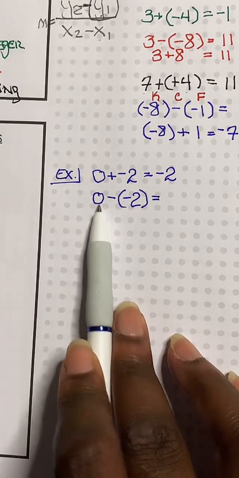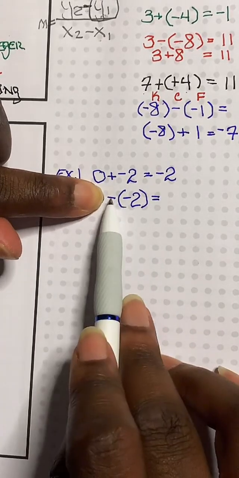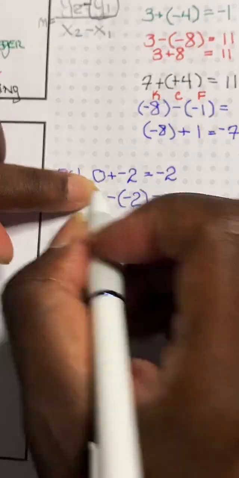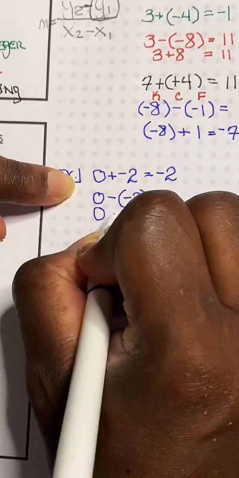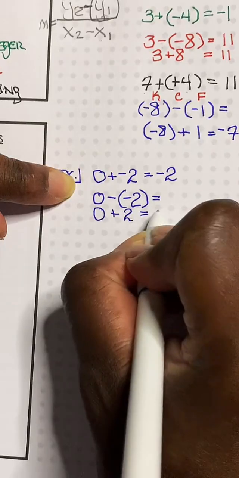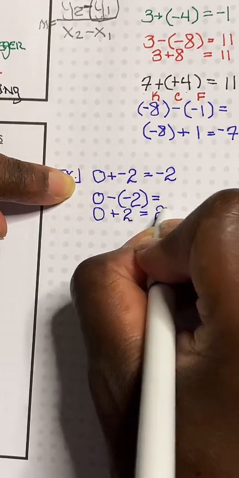Because here we go with this. Don't really need the 0. If I minus a negative, it always changes into a positive. So it's really 0 plus 2. And 0 plus 2, that will give me my answer of 2.